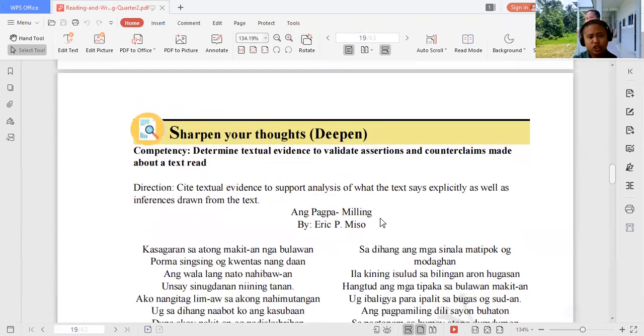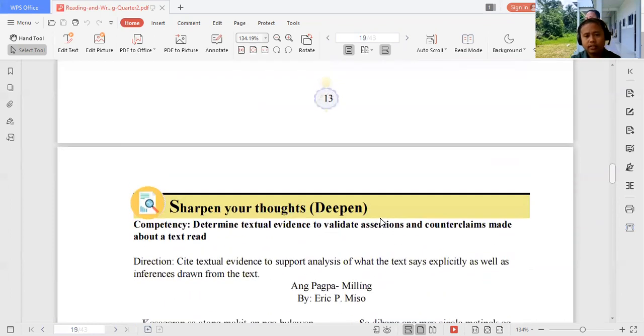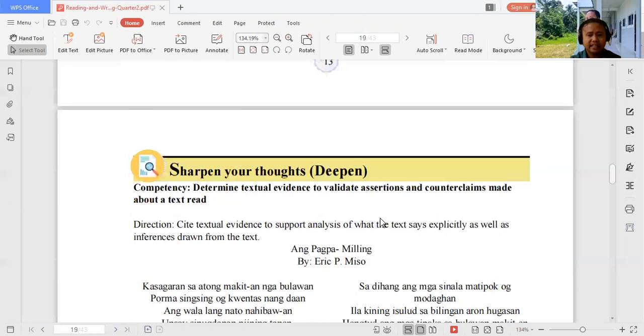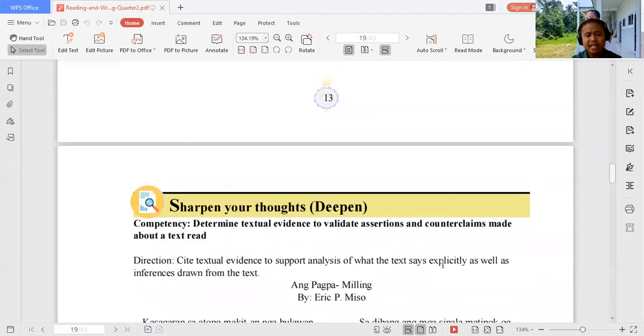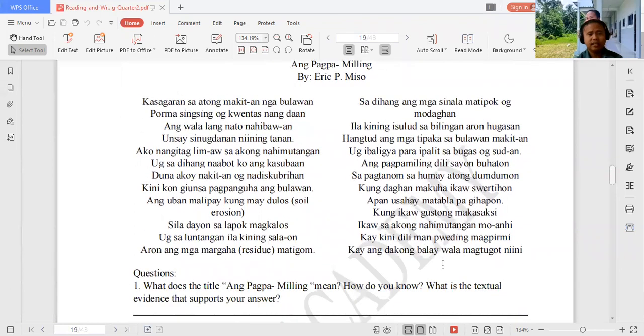Now, sharpen your task or deepen competency or direction rather. Cite textual evidence to support analysis of what the text says explicitly, as well as inferences drawn from the text. Okay. Now, Ang Pagpamiling, this is in Bisaya.